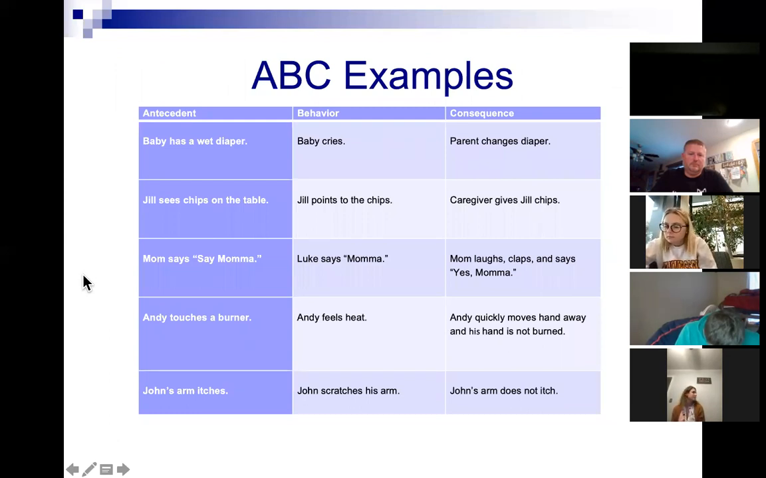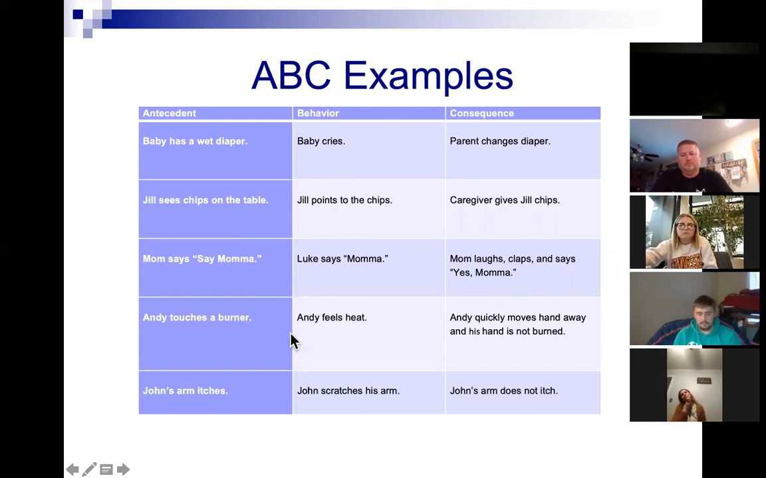Here are some ABC examples, some simple ones. So a baby has a wet diaper, they cry, parent changes the diaper. So be thinking about what was the function then of crying. Jill sees chips on the table, she points to them, and then she gets the chips. What was the function of pointing? Mom says, "say mama," and the young child says, "mama." Mom laughs, claps, and says, "yay." What was the function of that child repeating back, "mama"?